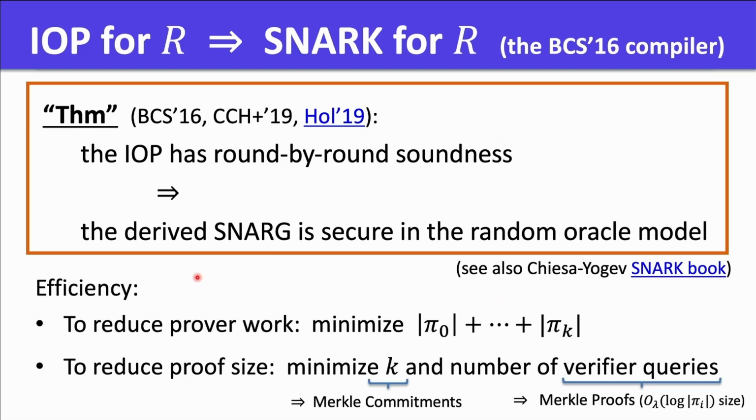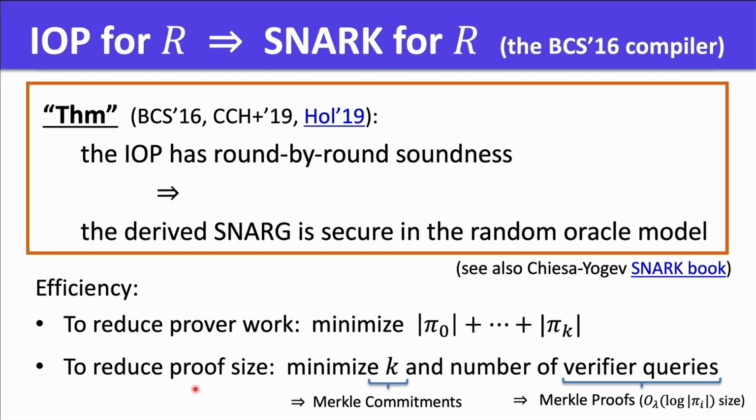So let's talk about the efficiency of the resulting SNARK system. First of all, how hard does the prover have to work? Primarily, the prover has to commit to all the strings that it sends to the verifier. So it has to compute Merkle commitments to all these strings. So if we want the prover to work faster, we want to minimize the size of these strings. And that's going to be one of our primary goals when designing code-based SNARKs.